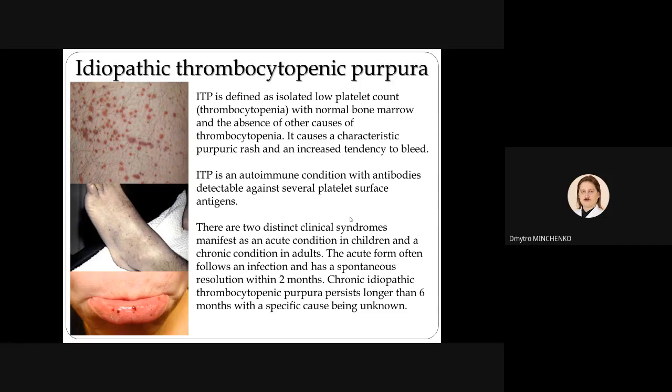Idiopathic thrombocytopenic purpura is an autoimmune condition with antibodies against the platelets, antigens that can be detected in the blood. Two distinct clinical syndromes manifest as an acute condition in children and a chronic condition in adults. The acute form often follows an infection and has a spontaneous resolution within 2 months. Chronic idiopathic thrombocytopenic purpura persists longer than 6 months, with a specific cause being unknown.